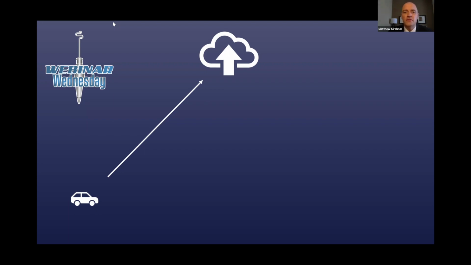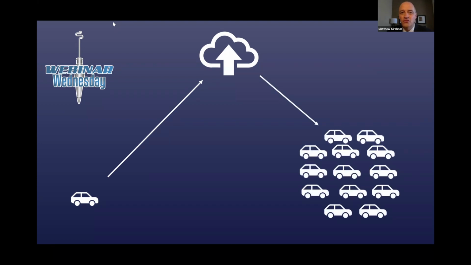Gathering all of that information and sending it up to the cloud. And from there, it's analyzed, and all of that information goes down to every single other Google car. 20 million miles of driving experience then of all of these Google cars.